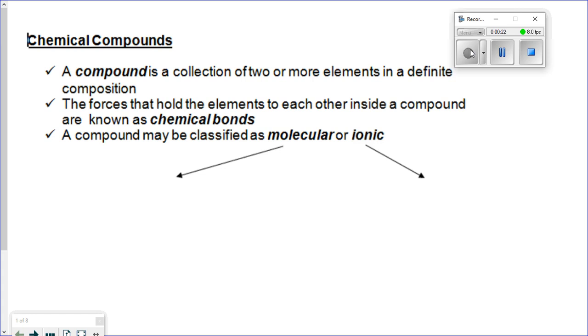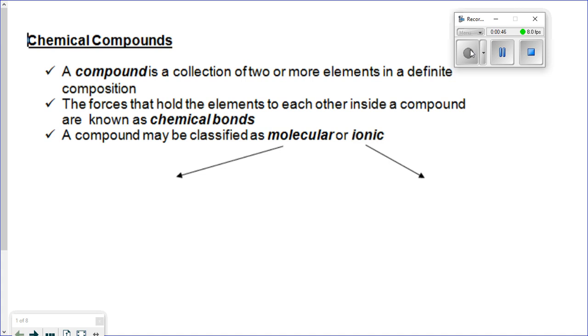So chemical compounds. A compound is a collection of two or more elements in a definite composition. The forces that hold the elements to each other inside the compound are known as chemical bonds. A compound may be classified as molecular or ionic. We did ionic already, so let's talk about that.